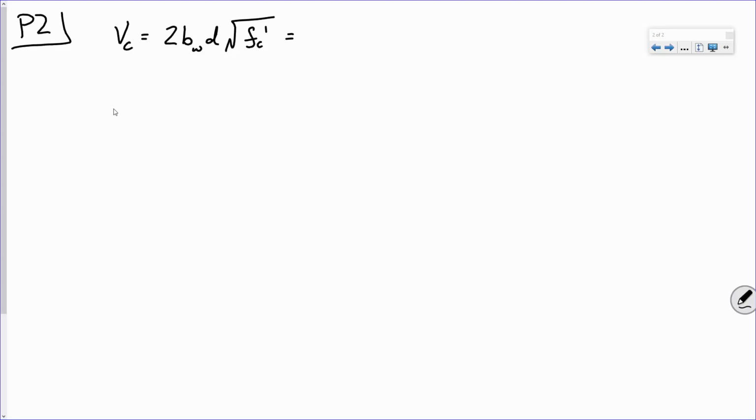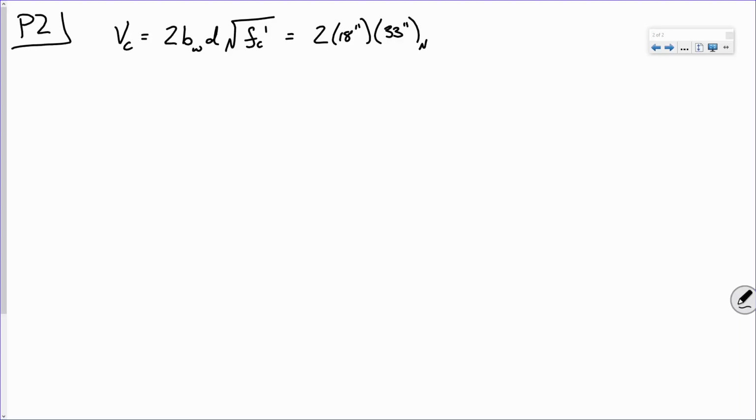Okay, so let's start off with this. 2 times, what is b_w? Remember, b_w is just the width of the web. When you're dealing with a rectangular beam, it's just the width of the beam. So how wide is this beam? 18 inches. All right. d, what is d? 33 inches. All right. What is f'c? Say that again. Exactly right.